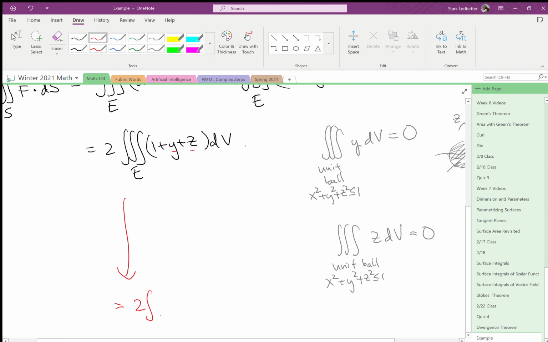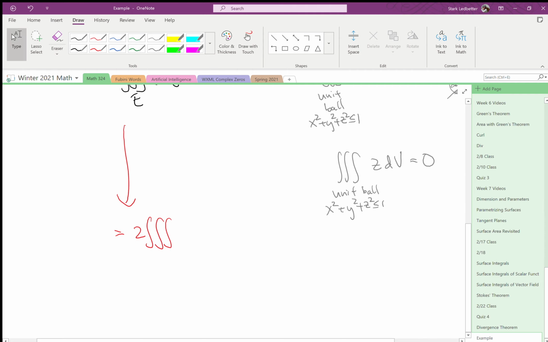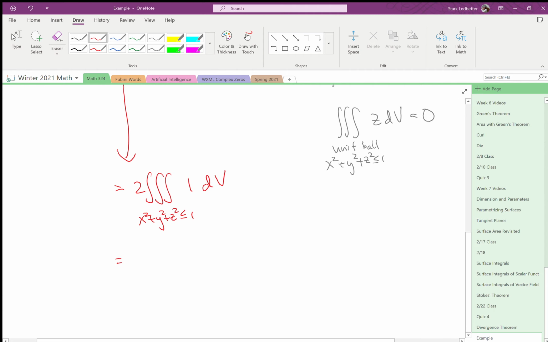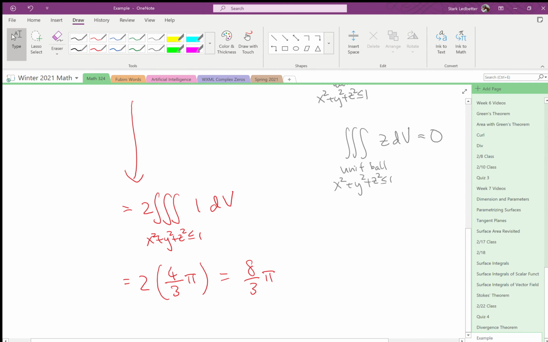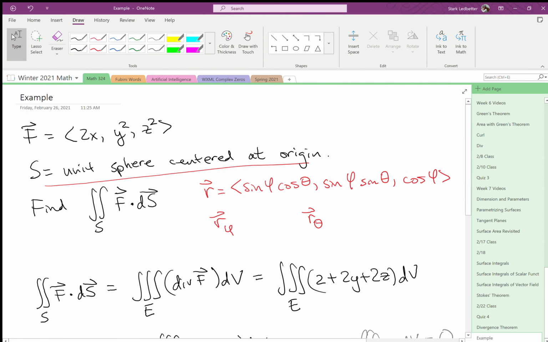So now we just have 2 times the integral over the unit ball of 1 dV, which is really just the volume of the unit ball. And so I'm totally for cheating in this case. We know the volume of a sphere is 4/3 pi r cubed. In this case, r is 1. So the answer should be 8/3 pi. And we actually haven't evaluated a single integral, which I think is 100% okay. And that was an easy way to simplify this surface integral, which is going to be really ugly with phis and thetas.